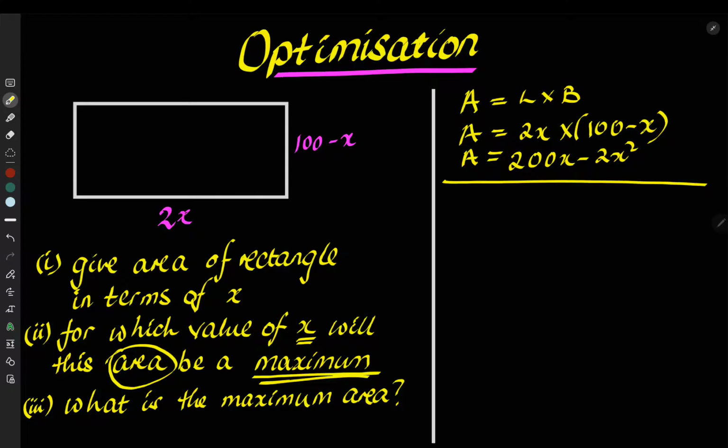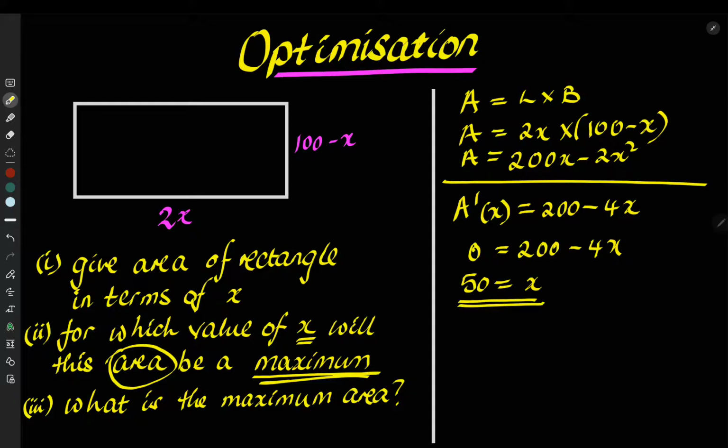So we are going to differentiate the area function, and we equate that to 0 to get the value of x. So in this case, we find the first derivative of the area function, and that will be equal to 200 minus 4x. Then we let the first derivative be equal to 0 at a maximum point. So 0 will be equal to 200 minus 4x, and we see that x will be equal to 50. So this will be the value of x at the maximum point.